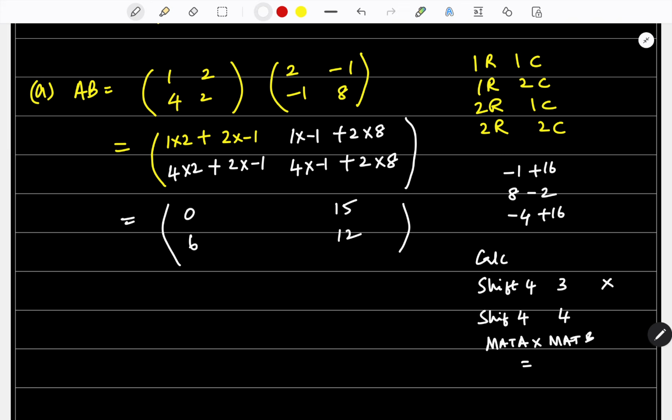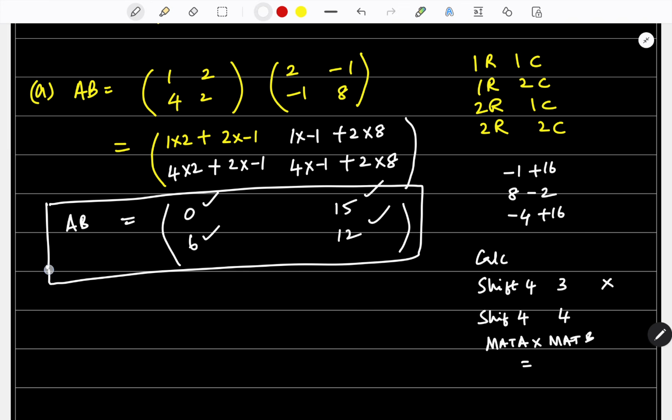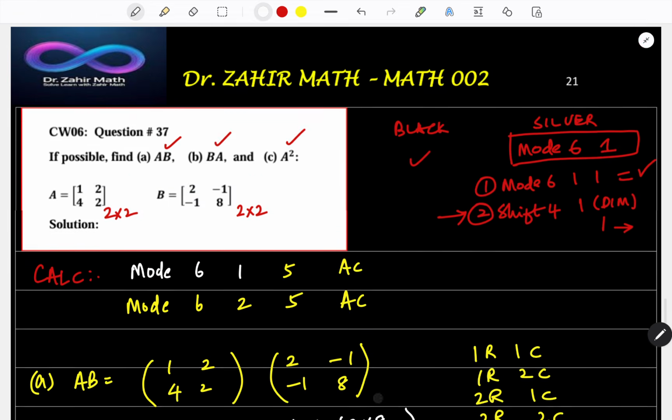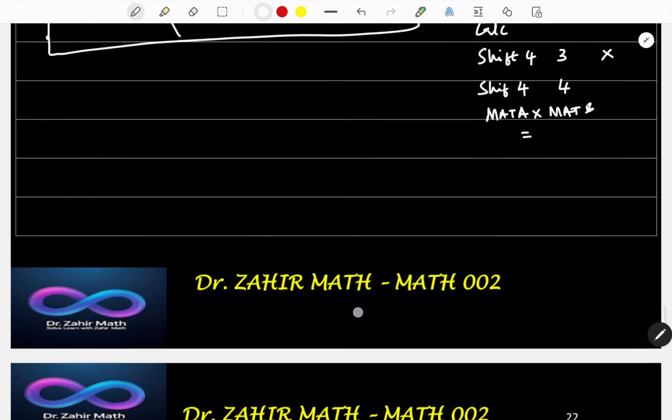So press equal. If you press equal, 0, yes, correct. And then 15, yes, correct. And then 6, correct. And then 12, correct. So AB is correct. So matrix A multiplied by matrix B is correct. Let's go for the next question, which is BA.